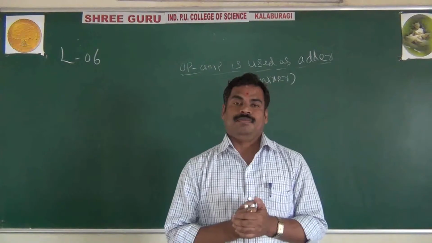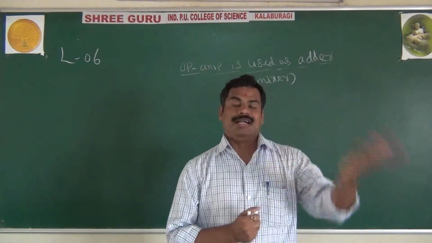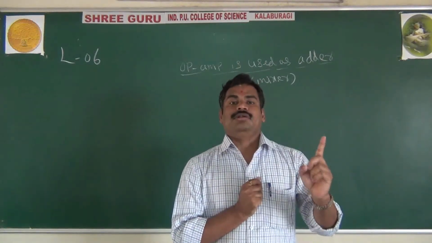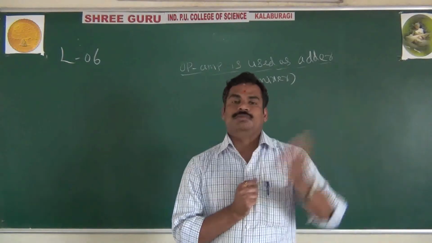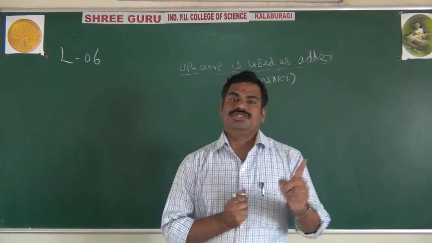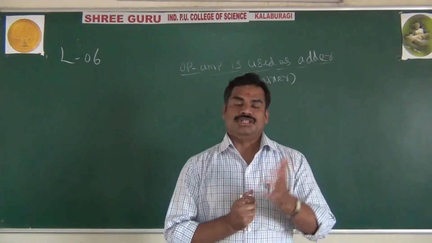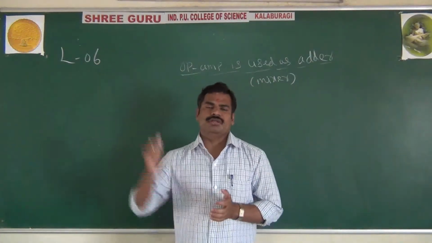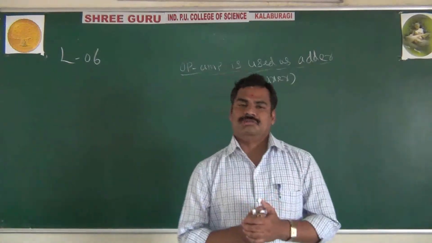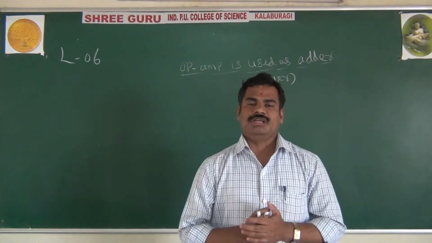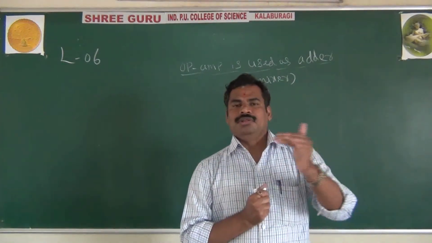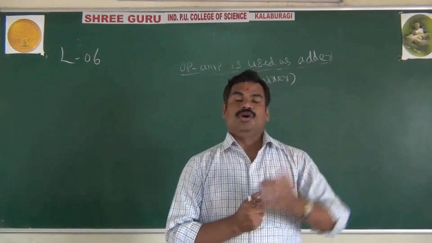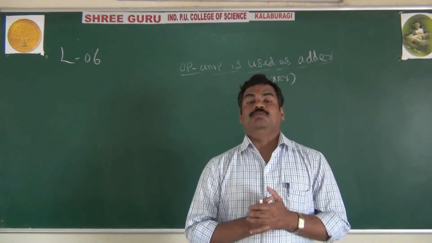A summing amplifier or adder is a type of amplifier in which the output voltage is equal to the sum of the input voltages, or the algebraic sum of the input voltages. That is the definition of your summing amplifier or adder. Once again, the output voltage is equal to the algebraic sum of the input voltages.